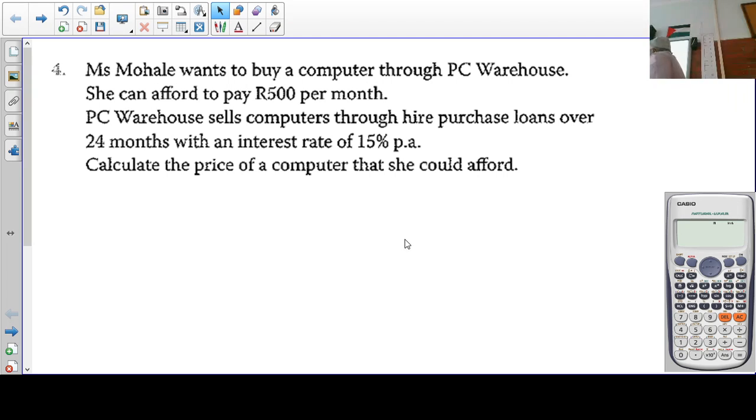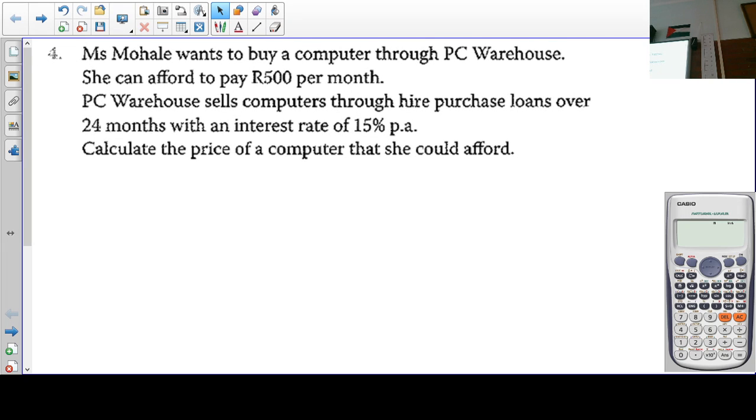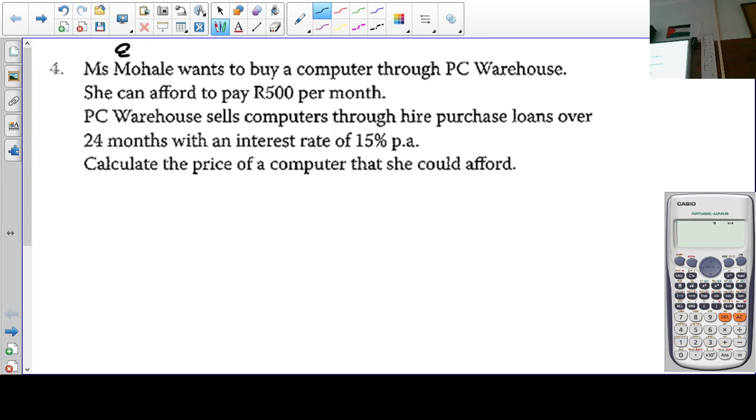Right, in question 4, this is exercise 12.3, on page 269. Ms. Mohale wants to buy a computer through PC Warehouse, okay? She can afford to pay 500 Rand a month. Okay? PC Warehouse sells computers through hire purchase.